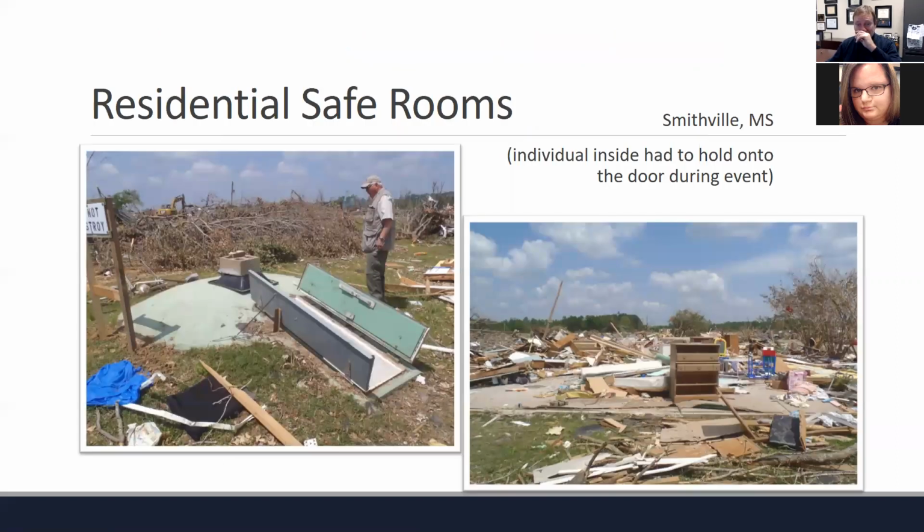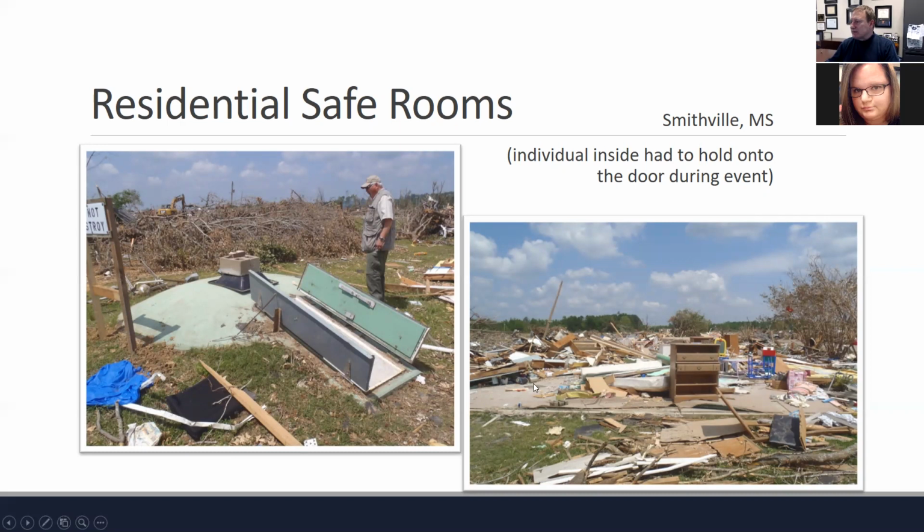And then these are residential safe rooms. This one is built in the shape of an egg or the shape of a ball. These are fairly inexpensive and commercially available. And again, it gives you a safe space that you can evacuate to if you don't want to modify your home.